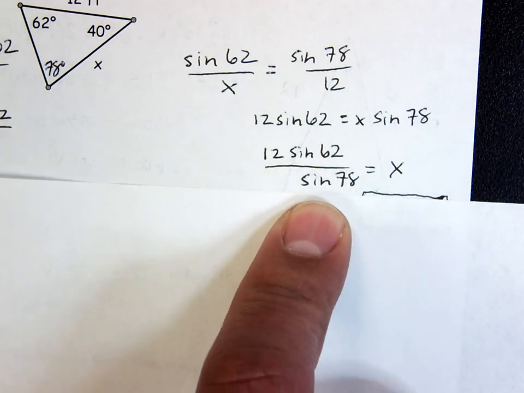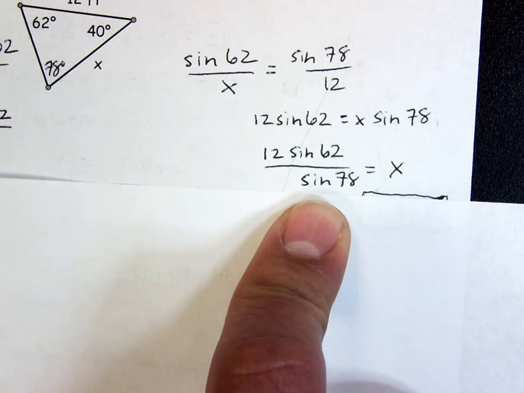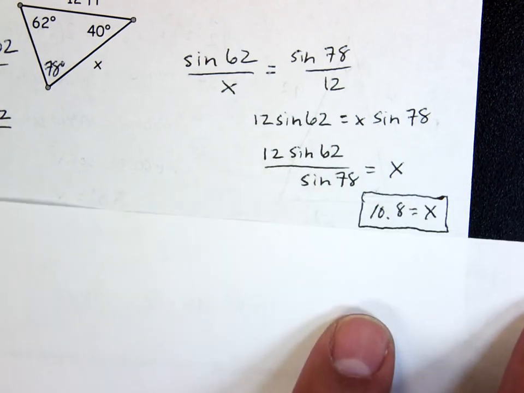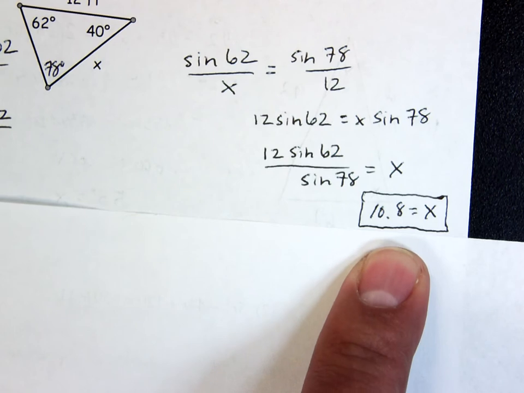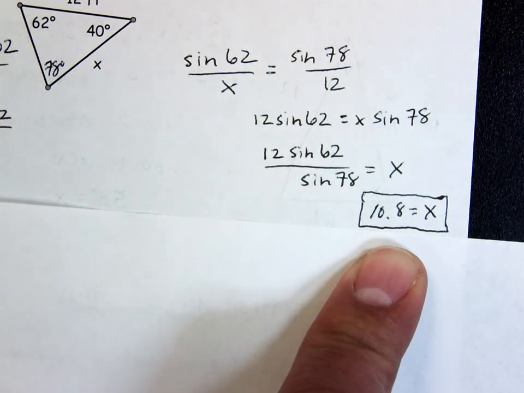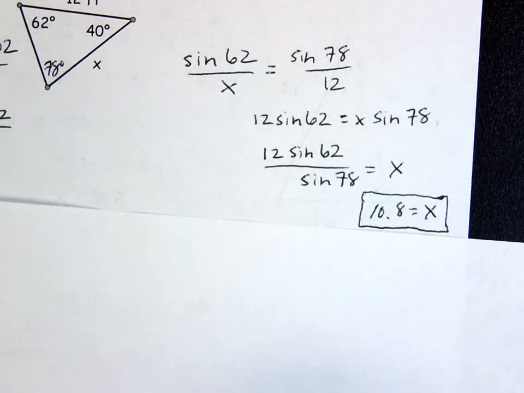At this point, I can put that whole mess into the calculator just the way it is, and I'll get that my answer is 10.8. That's what I was trying to find. Okay, so that's the law of sines. I've got more examples on the back of the sheet, and we'll do a whole bunch more in class.